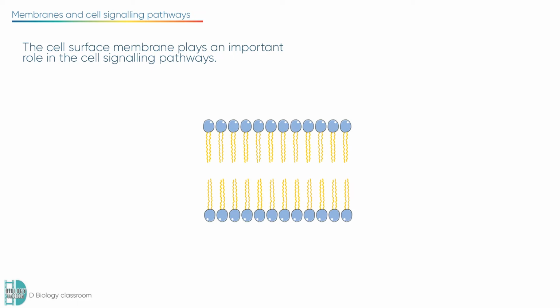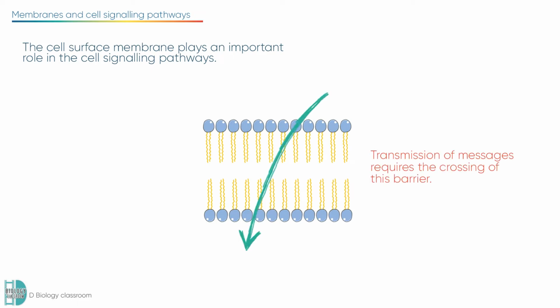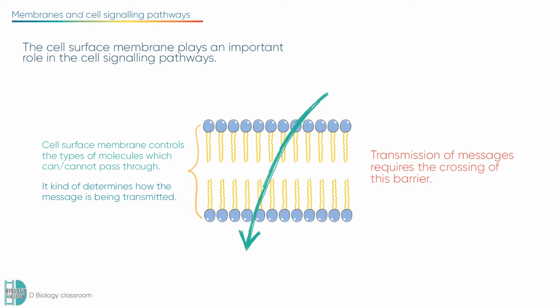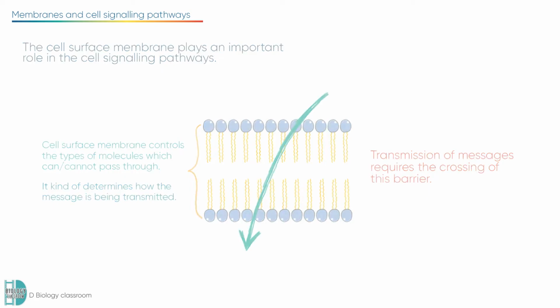The cell surface membrane plays an important role in the cell signaling pathway. Transmission of messages requires the crossing of this barrier. Since the cell surface membrane controls the type of molecules which can or cannot move between the internal and external environment of the cell, it kind of determines how the message is being transmitted.